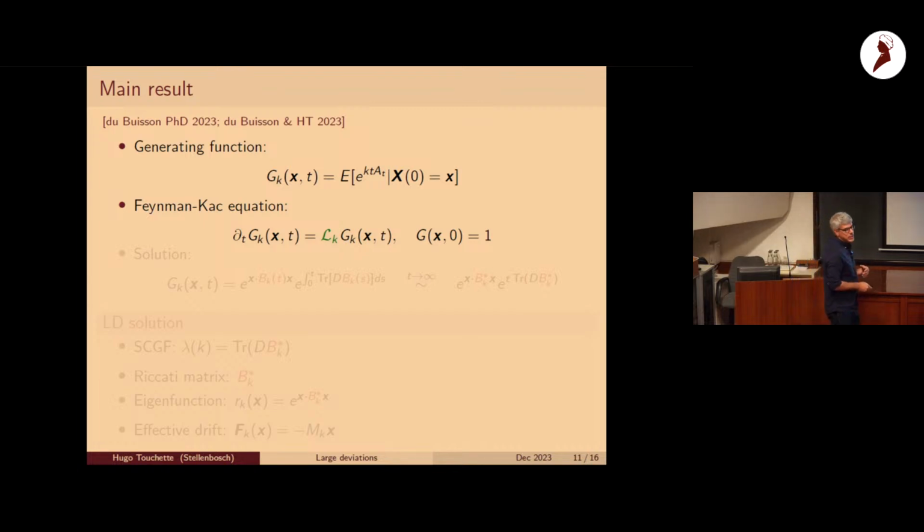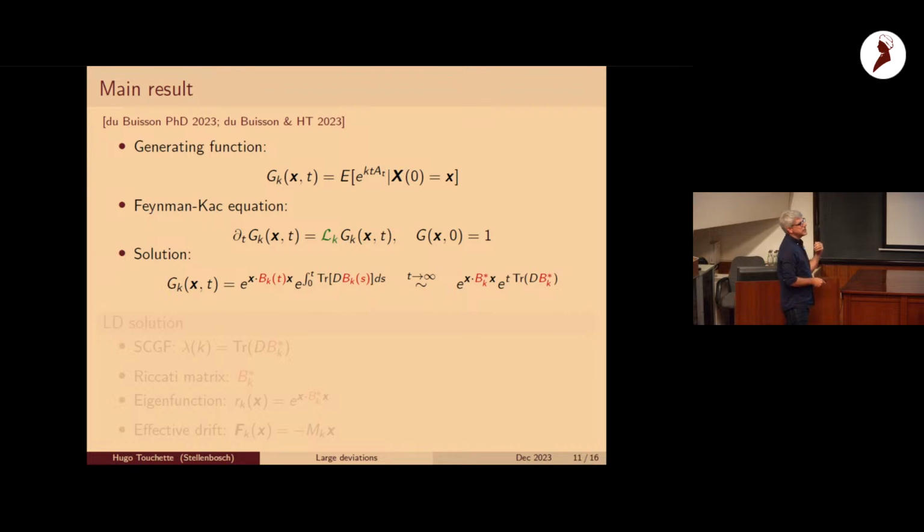The generating function has an equation very similar to the Fokker-Planck equation for its evolution. It's called the Feynman-Kac equation. You can derive this using path integrals, or in maths they use different techniques, actually stochastic calculus, to derive this equation. And then for a linear process, and for the linear and quadratic observables, it has an explicit solution, which is this form here. It has a kind of Gaussian form, and then a trace form in the exponential, and under some conditions, it will have a long time limit, a stationary limit, where now the matrix B won't depend on time.